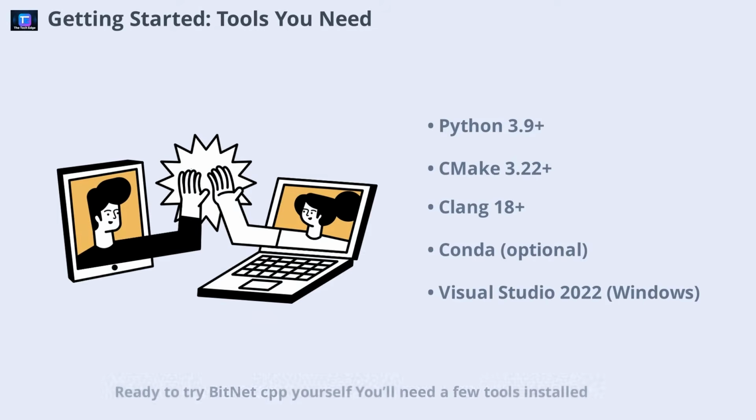Ready to try BitNet.cpp yourself? You'll need a few tools installed. Make sure you have Python 3.9 or newer, CMake 3.22 or higher, and Clang 18 or above. Conda is optional but highly recommended for managing your Python environment. If you're on Windows, Visual Studio 2022 is a must, along with specific components for C++ development. Linux users can install Clang and related tools via the terminal. These tools set the stage for building and running BitNet.cpp smoothly.